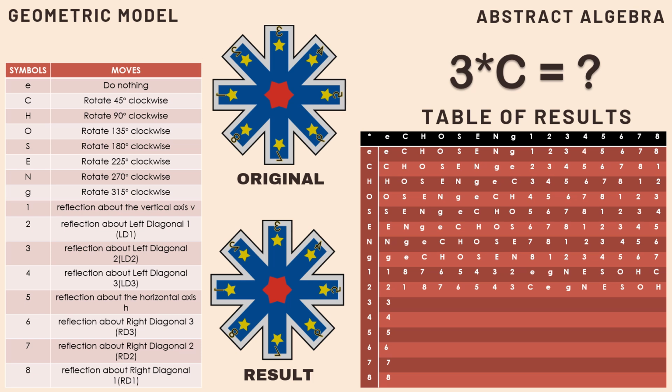Next we have the 11th row. 3 star C is 2. 3 star H is 1. 3 star O is 8. 3 star S is 7. 3 star E is 6. 3 star N is 5. 3 star G is 4.